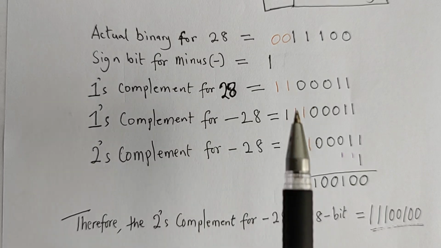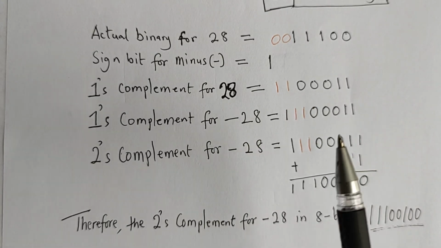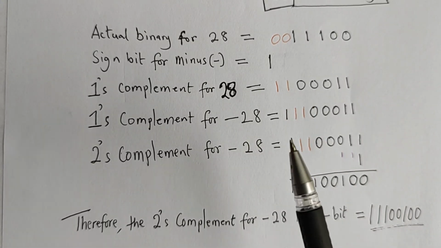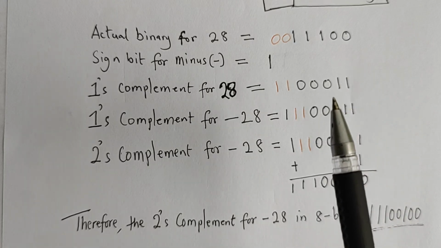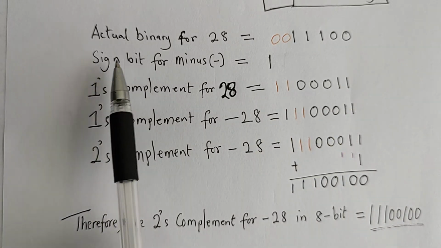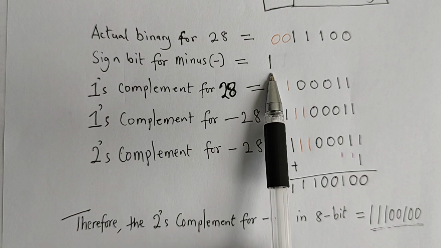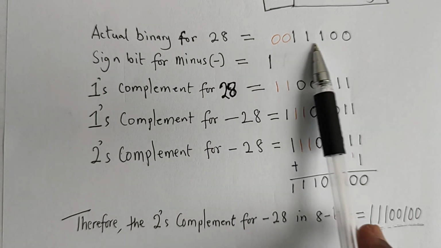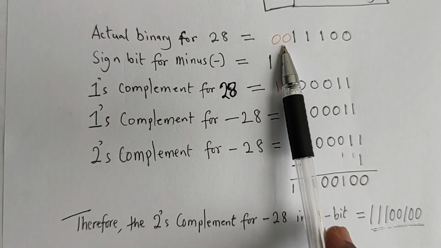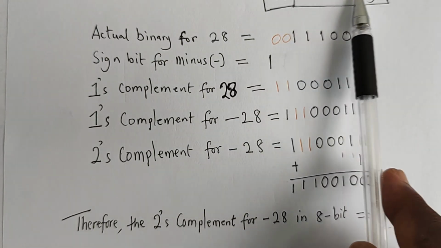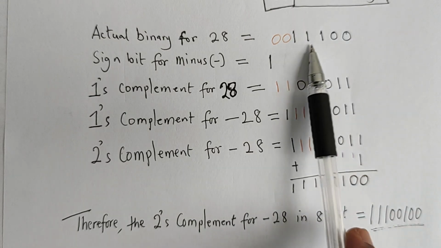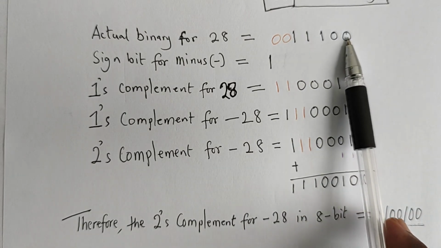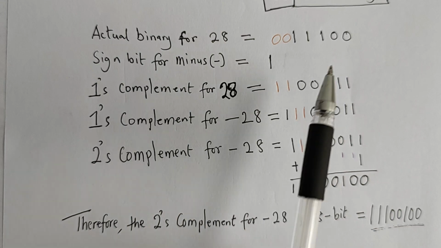So this is how logical the question is, and you have to answer logically. We know that the sign bit for minus is 1. Since we know this, the actual binary for 28 is this: we padded with the first 2 zeros, and then the actual binary is 11100, like I explained initially.